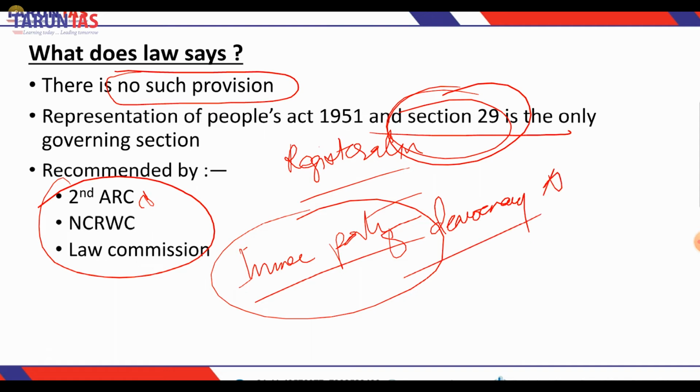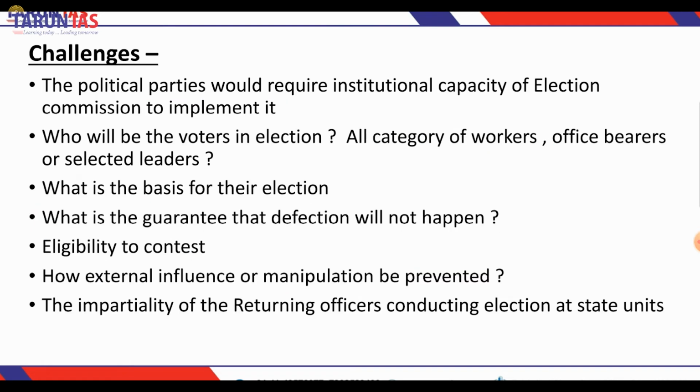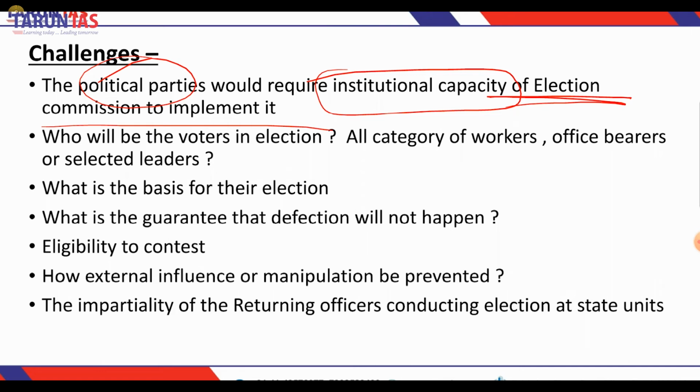Now, the writer, in his article in The Hindu newspaper, discusses the challenges of establishing inner party democracy, and through these challenges we will understand various facets of inner party democracy. The first is that, in order to establish inner party democracy, the political parties would require institutional capacity comparable to the Election Commission of India in order to implement it.